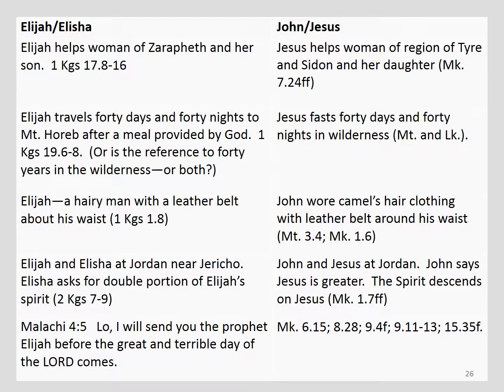Elijah and Elisha are at the Jordan River near Jericho when Elijah is taken away in a chariot, and Elisha receives a double portion of Elijah's spirit, which he had asked for. Similarly, John and Jesus are found at the Jordan River, and John says that Jesus is greater than he is. The Spirit descends on Jesus at his baptism.